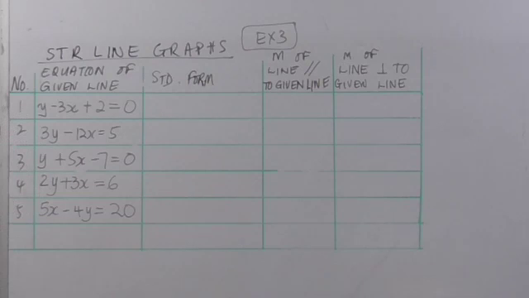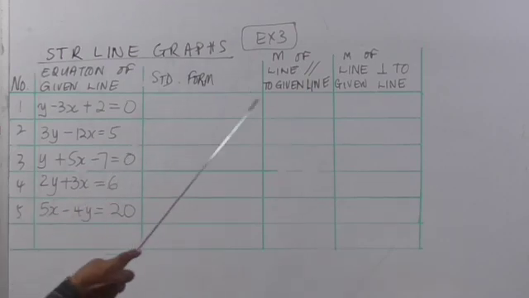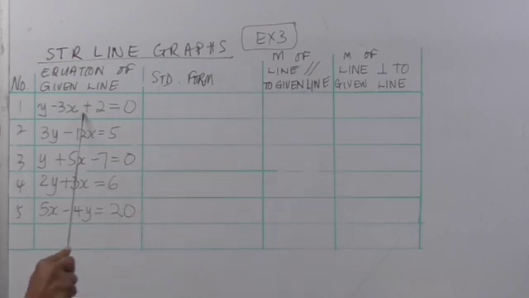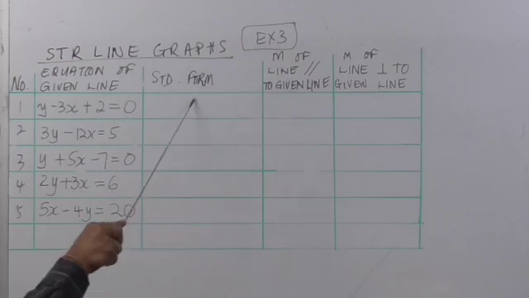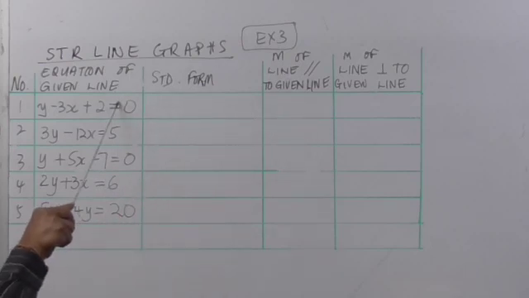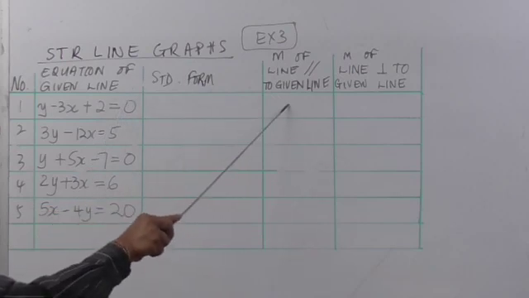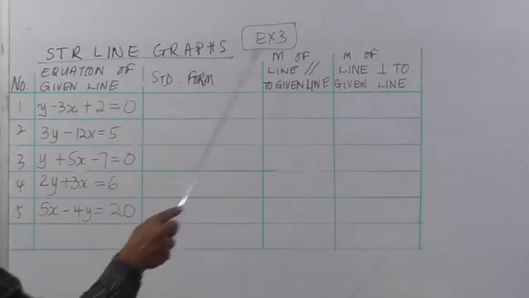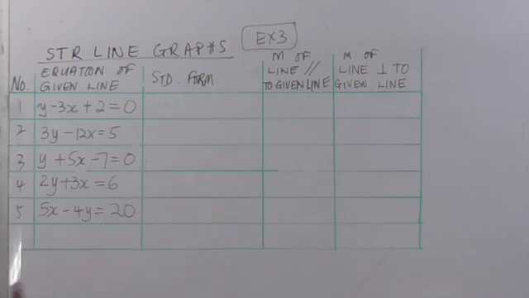In this exercise, you are given a table. You are given equations. These are equations of straight lines, but they are not in standard form. So first thing, you got to bring them to standard form. Once you got them into standard form, then if you have another line which is parallel to this line, what will the gradient be? And if you have another line which is perpendicular to this line, what will the gradient be?